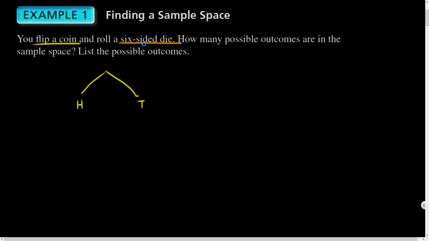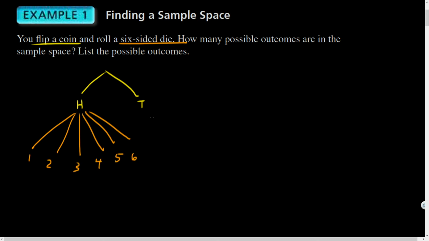And then rolling a 6-sided die. This branch is supposing I got the heads outcome. Now I've got 1, 2, 3, 4, 5, 6 as the possible outcomes. I didn't give myself enough space here. 1, 2, 3, 4, 5, 6. There we are, and so here's my little tree diagram.